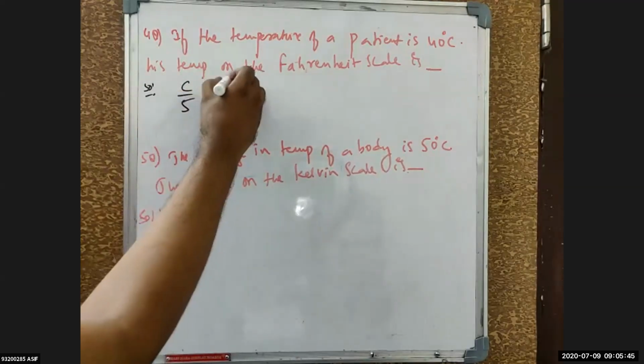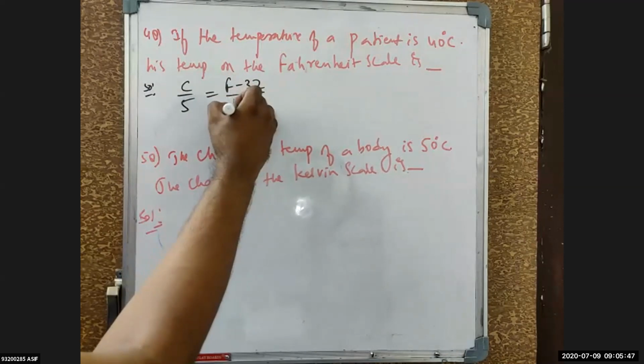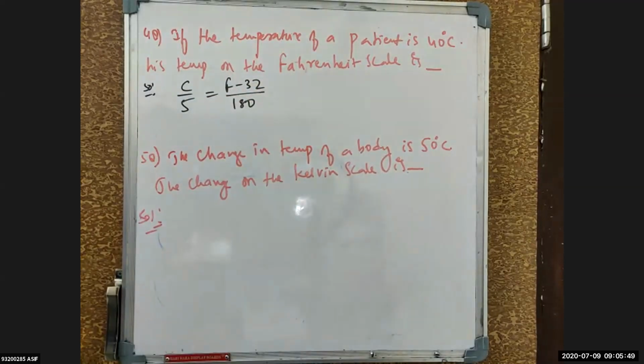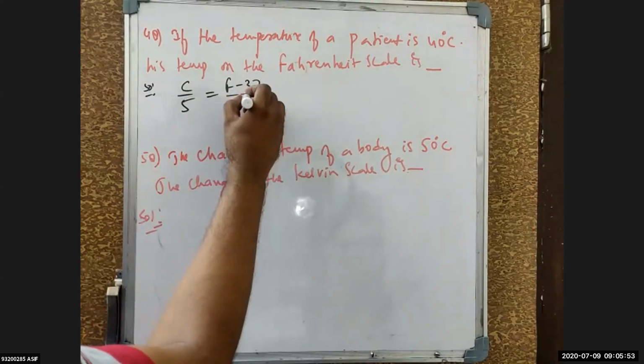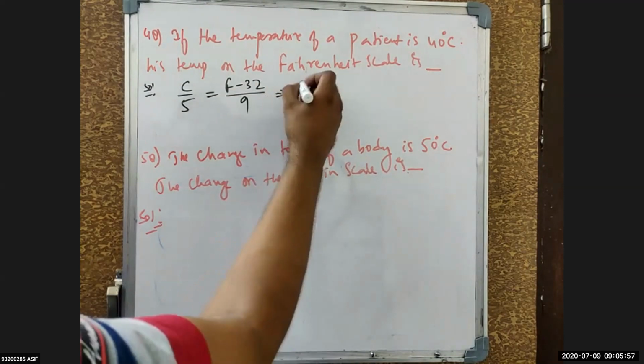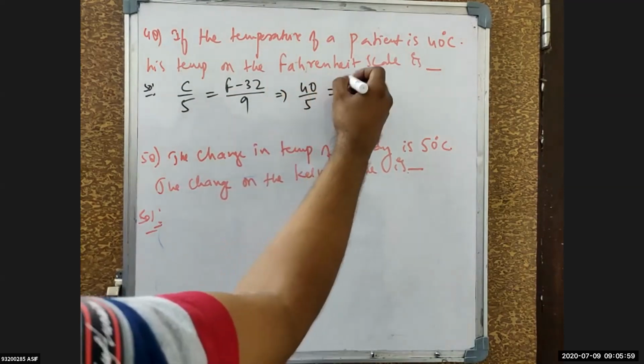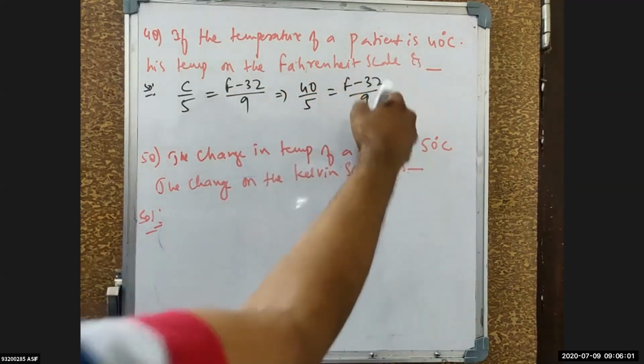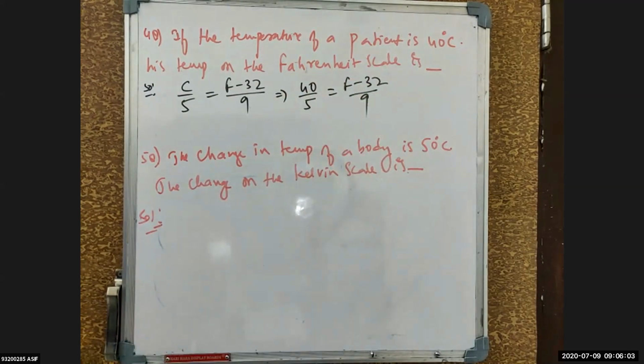What is the formula? C by 5 is equal to F minus 32 divided by 180. The 5 I can directly write as 9. C value is given as 40. So 40 divided by 5 is equal to F minus 32 divided by 9. So how much am I getting for the F value?